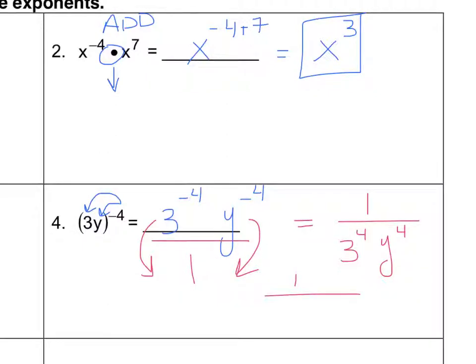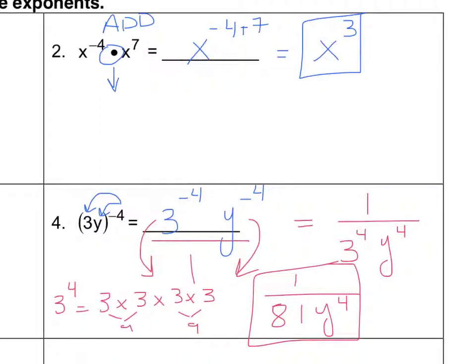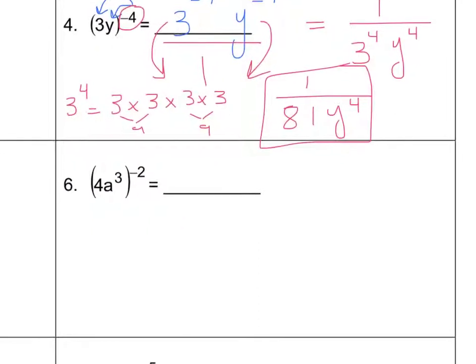Now 3 to the 4th means 3 times 3 times 3 times 3. Remember, my pre-AP students, you are not allowed to use a calculator. So it's 9 times 9, which is 81, y to the 4th. So that is going to be your final answer. Remember, every time you have a power on the outside of the parentheses, you have to distribute it to every single number or variable in there. So let's move on to number 6.